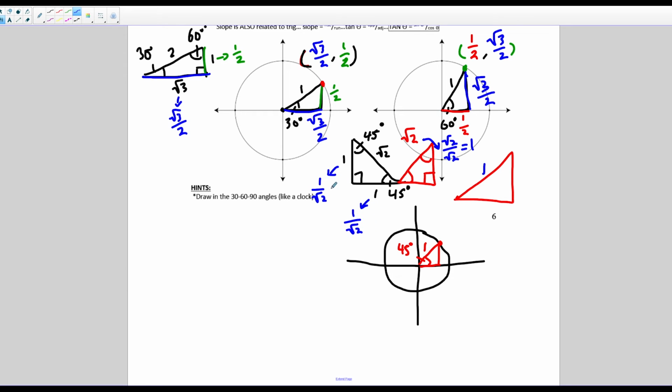But because we like to rationalize our denominators, and it helps us with the trick later on, I'm going to rationalize it and rewrite this as square root 2 over 2 for both of these. So for us, we know that this side is square root 2 over 2, and this side is square root 2 over 2, which means that this point right up here is represented by the ordered pair root 2 over 2 and root 2 over 2.